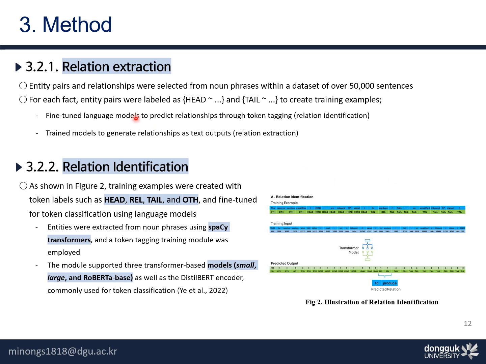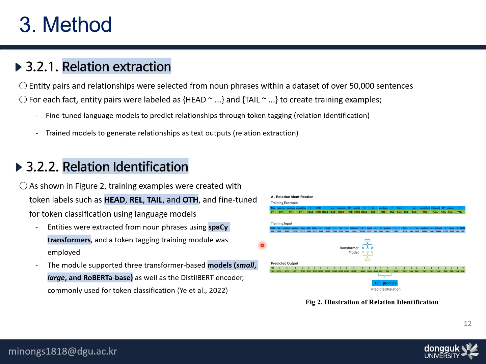During the relation extraction process, over 50,000 sentences were used to select entity pairs and relationships based on noun phrases, creating training examples. Each sentence's entity pair was labeled as head and tail, and language models were fine-tuned to predict or derive relationships. In the relation identification phase, training examples were created with tokens labeled as head, REL, tail, or OTH, which were fine-tuned with a token classification model.